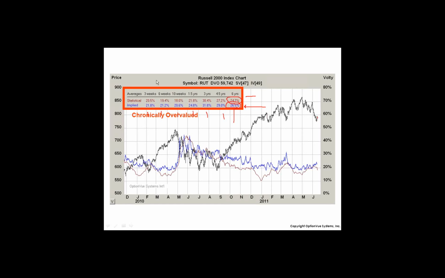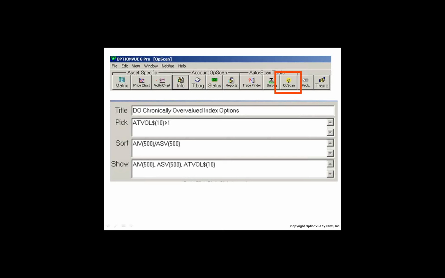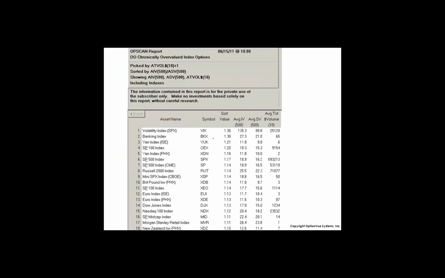So that said, what's next? I want to show you in Option View, we have this thing called OpScan. And what I like to do is run this OpScan where I can scan the indexes for markets that are chronically overvalued. And what I'm going to do is compare the 500-day average of that blue line, that's about a 2-year average, to the 2-year average of the red line. And those situations where I have the biggest disparity, they're going to pop up at the top. And so here's the report that came out a few weeks ago.